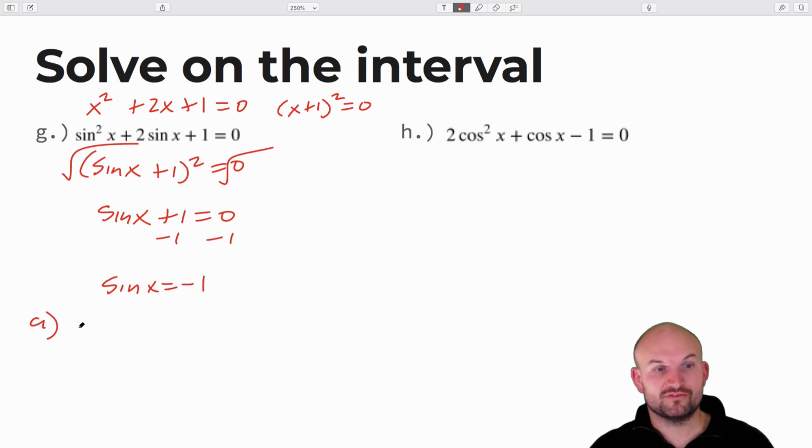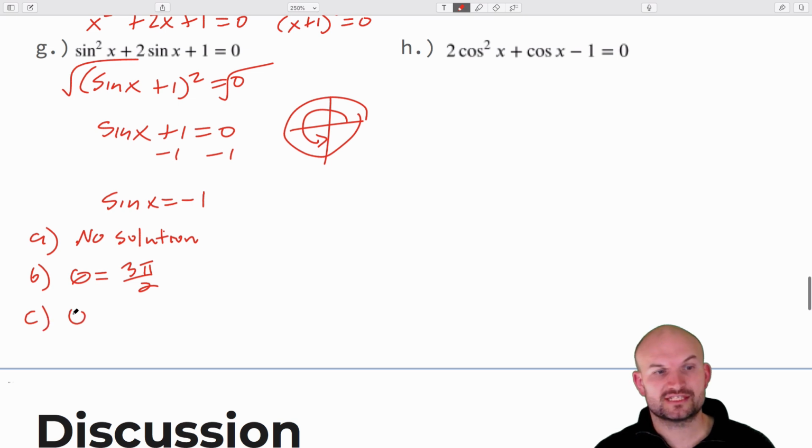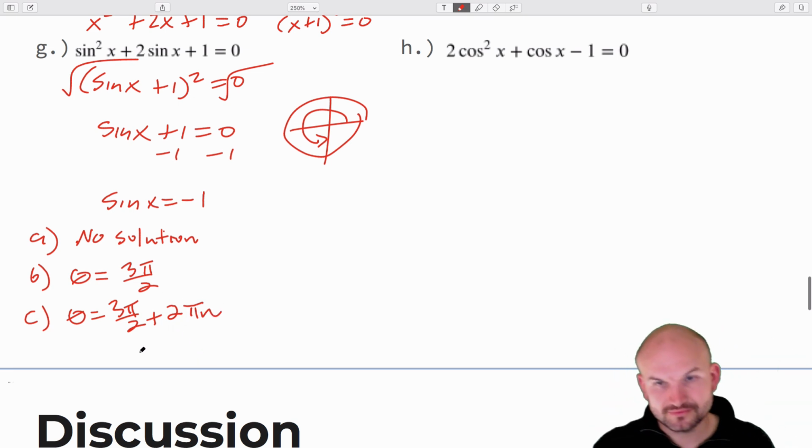And if I was going to find this on these intervals, again, -1 on the unit circle is all the way down here, right? So it's not on the interval of 0 to pi. So for A, there is no solution. For B, the only solution is 3 pi over 2. So I'll just say theta equals 3 pi over 2. And then for C, all the solutions, that's going to be theta equals 3 pi over 2 plus 2 pi n, right? Because there's only one solution, so I have to keep adding 2 pi to it.